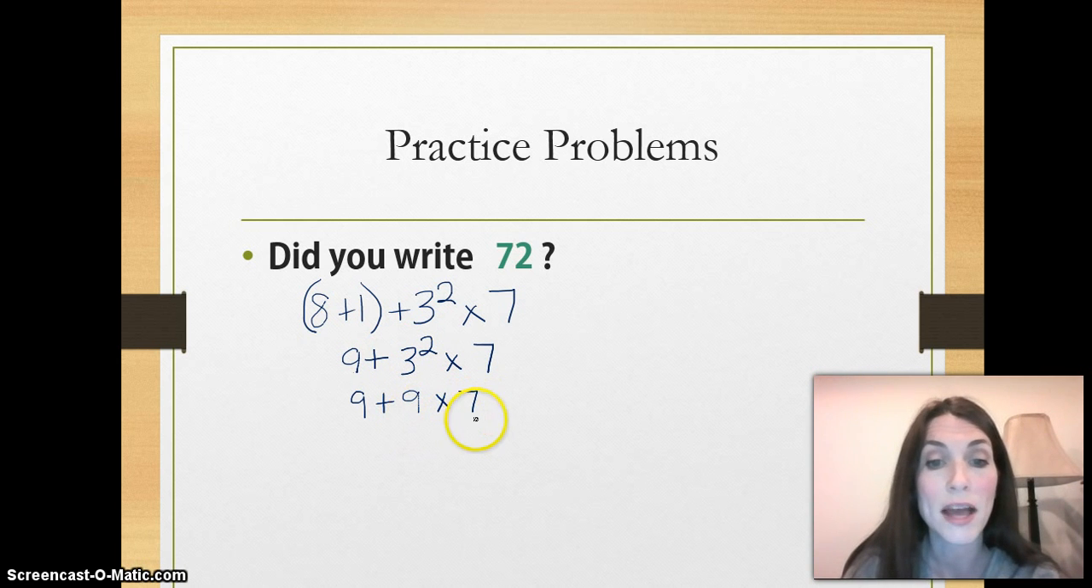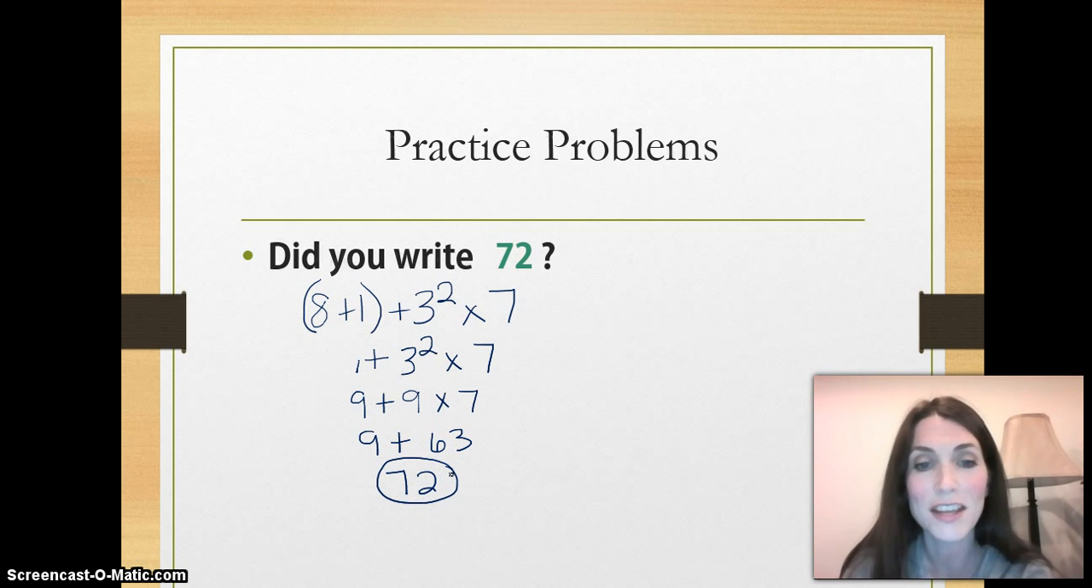So now I would multiply 9 times 7, which is 63. I'm going to bring down the other part of my problem I haven't worked, and now 9 plus 63 is 72, which is my final answer. Nice work.